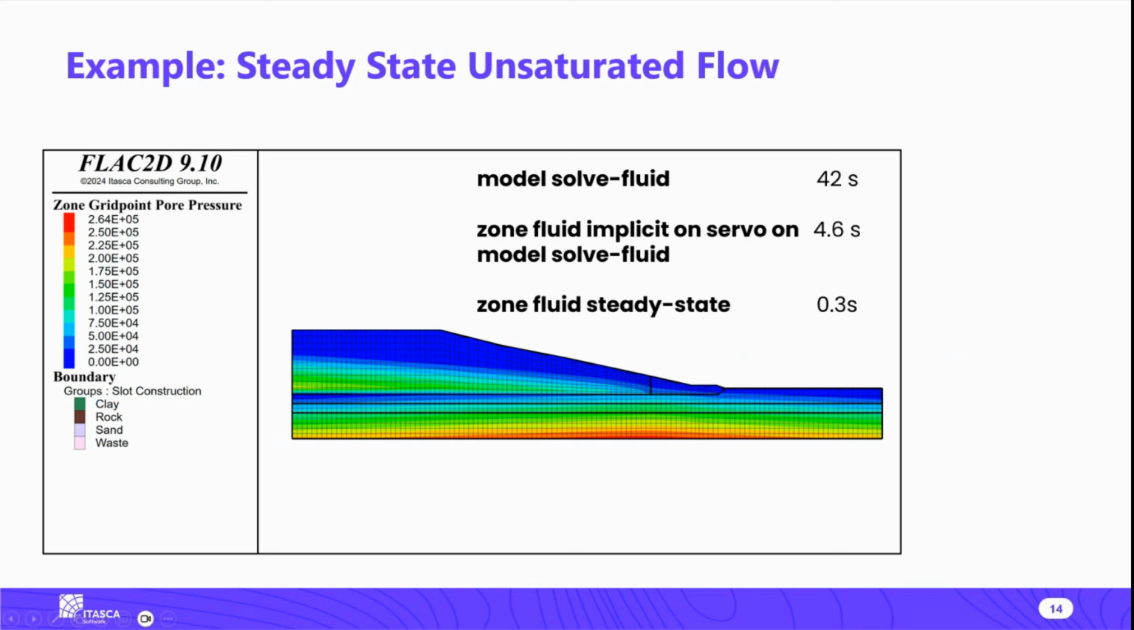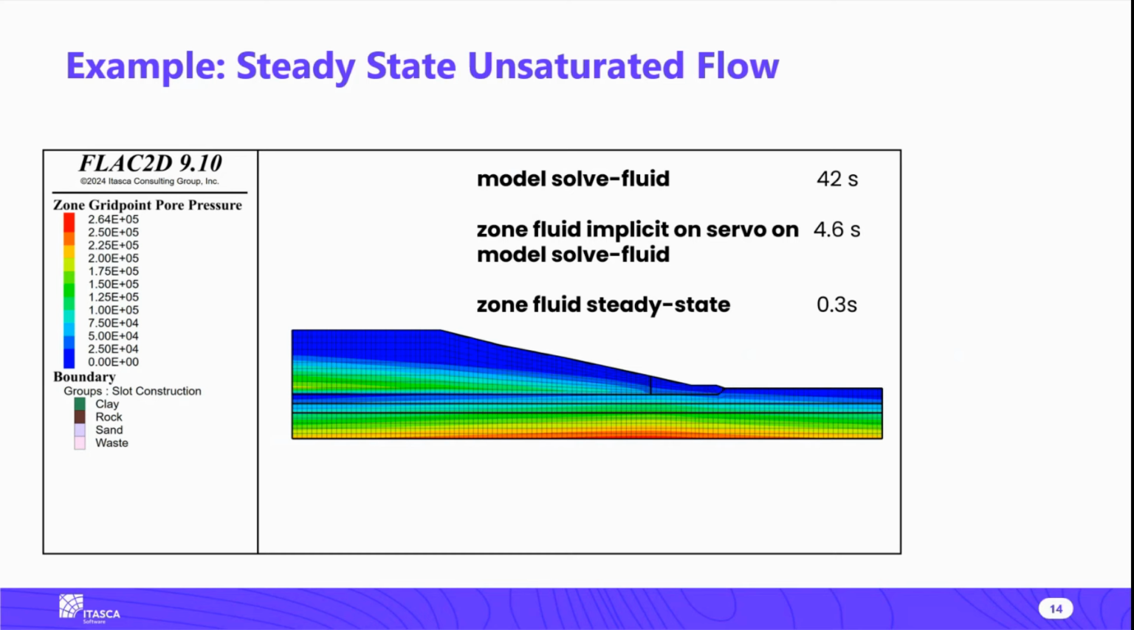So for this particular example, it's a relatively small example. It's 2D. So it only takes 42 seconds to solve this thing with the regular old explicit approach. But if we use the new implicit approach, it's almost 10 times faster. And if we use the steady state approach, so if you only care about the pore pressures at infinite time, you don't care about the transient, you can get to the steady state almost instantly. In this case, about 100 times faster than you could solve it before.